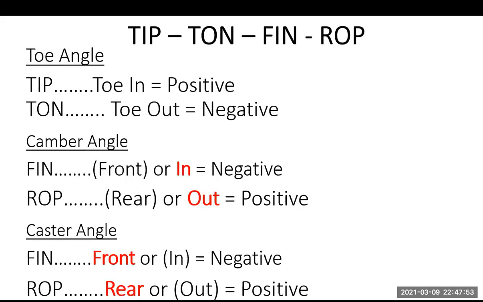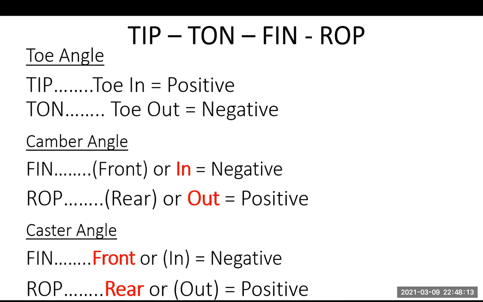You can look at these acronyms when you're trying to remember all this positive and negative stuff. When it comes to the toe angle, the acronyms to remember are TIP and TON. TIP stands for toe in equals positive. TON stands for toe out equals negative.